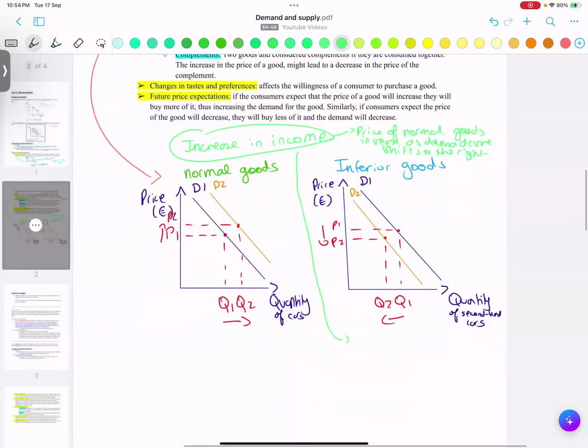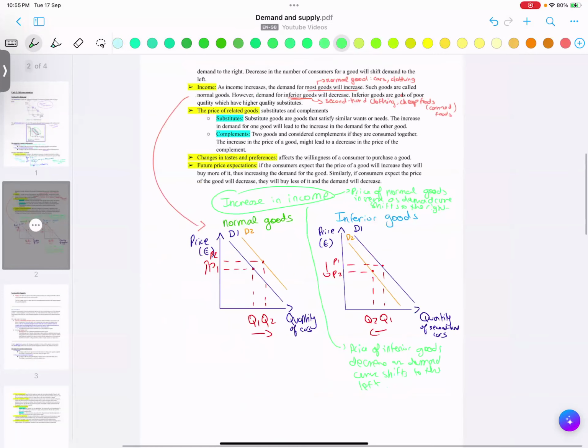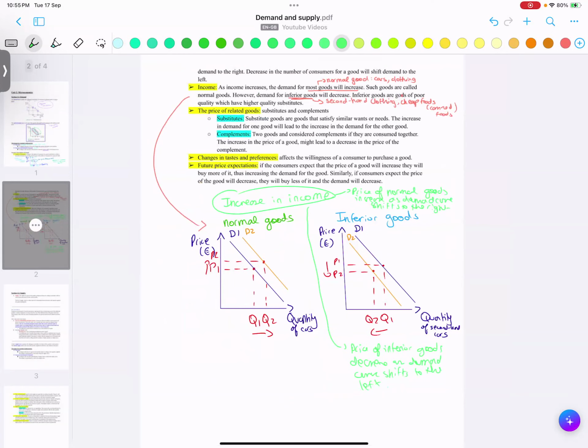But for inferior goods, the price of inferior goods decreases as the demand curve shifts to the left. Okay, so this is really it. So I gave you this example.